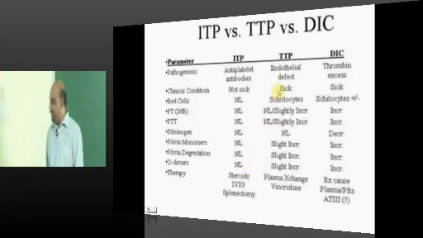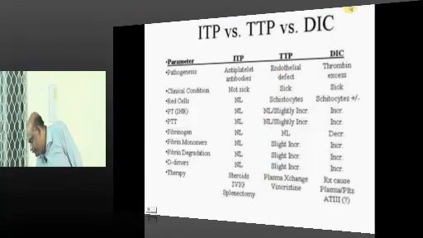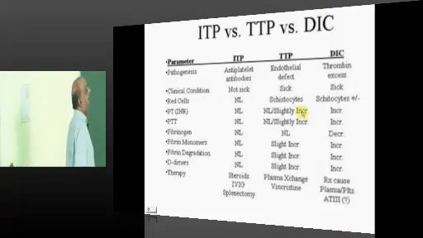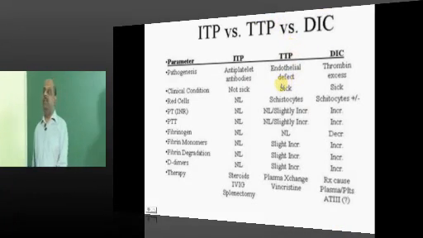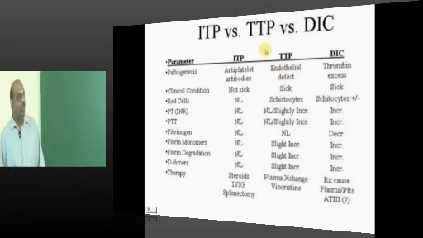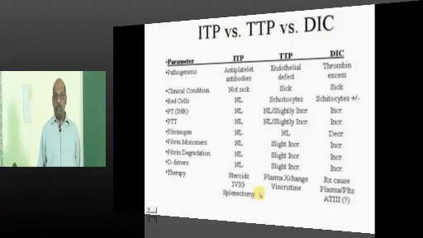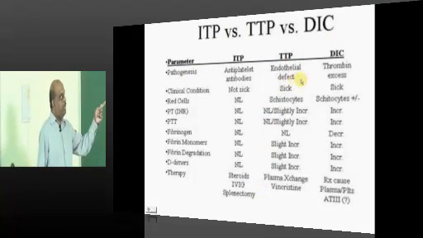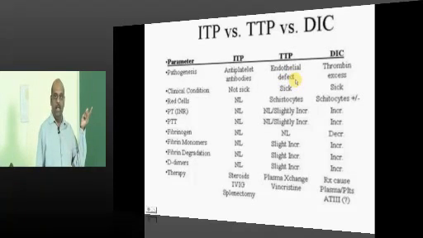So summarize, doctor, ITP versus TTP versus DIC. What are the fundamental differences? TTP is an endothelial defect, ADAMTS13.